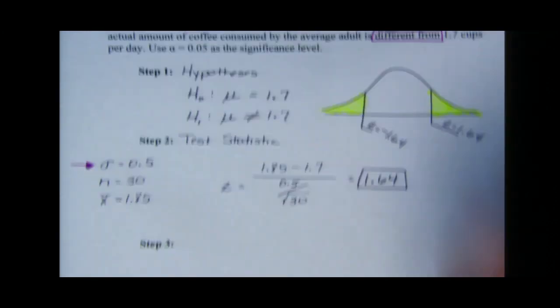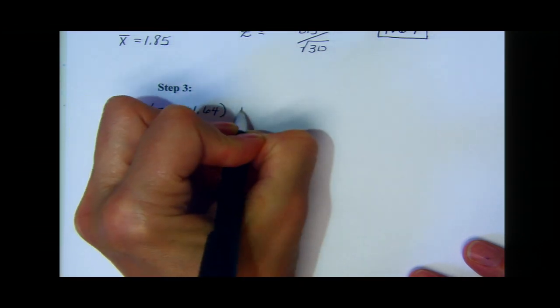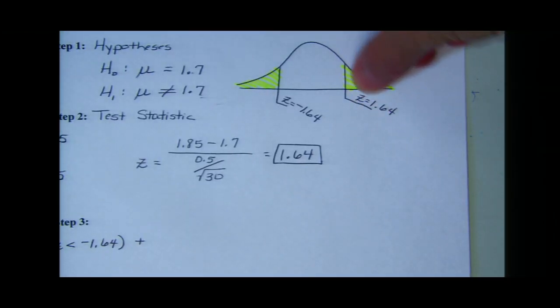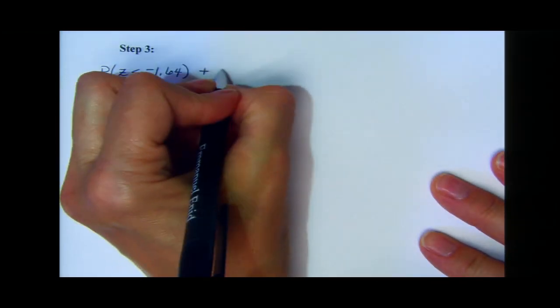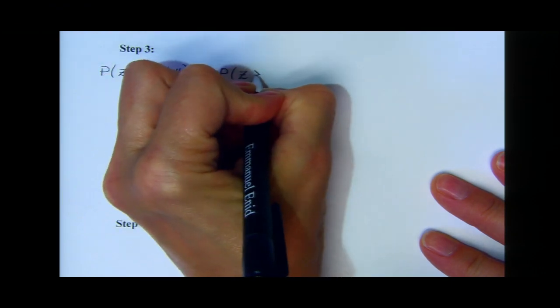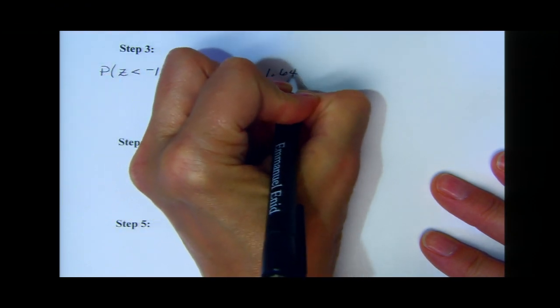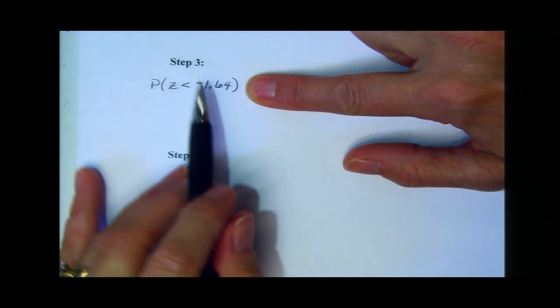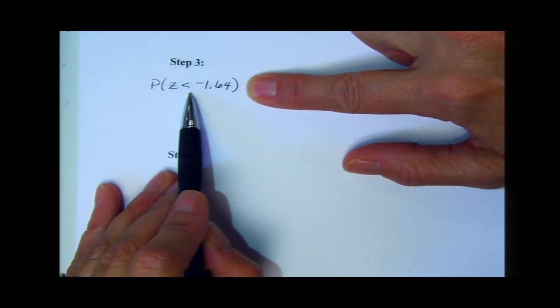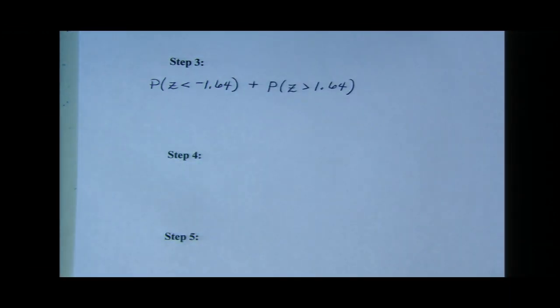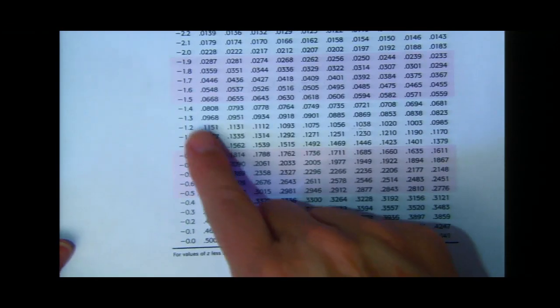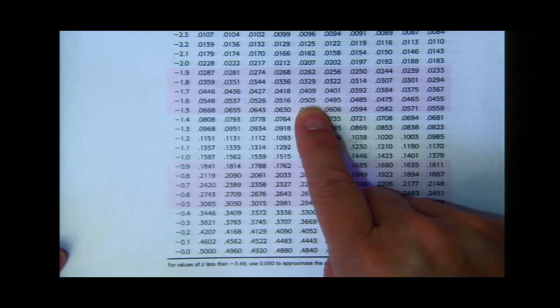So for step 3, we first have to find the area of this, which is a less than. So that would be the probability that z is less than negative 1.64. And we're going to add that to finding the area of this, which is the probability that z is greater than positive 1.64. So let's go to our table. This is a less than, so I just look up negative 1.64 on my table and use that number. Negative 1.64 is 0.0505.